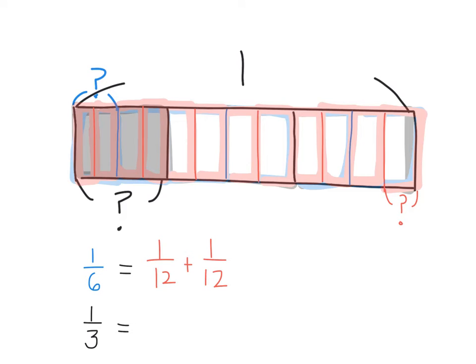How can I write that using a multiplication sentence? It's 2 copies of 1/12. Good. Now let's go back to the third, 1/3, because that's what's shaded in. How can I write 1/3 as the sum of 12ths? How many 12ths are in 1/3? Show me with your fingers. 4. So I can write that 1/3 equals 1/12 plus 1/12 plus 1/12 plus 1/12.